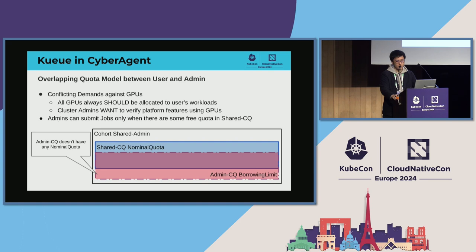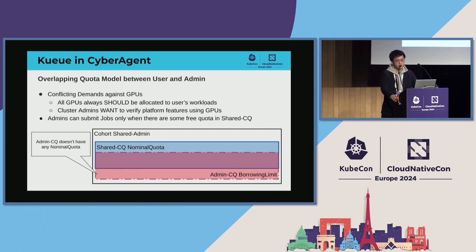Next, in this slide, I will show some situations in which the cluster queue can be configured. In our environment, we have conflicting demands. The first one is that all GPUs should always be allocated to users' workloads. The second one is that the cluster admin wants to verify platform features using GPUs. So we define the admin cluster queue as entirely overlapped with the user cluster queue. Then we decided to set only the borrowing limit in the admin cluster queue.